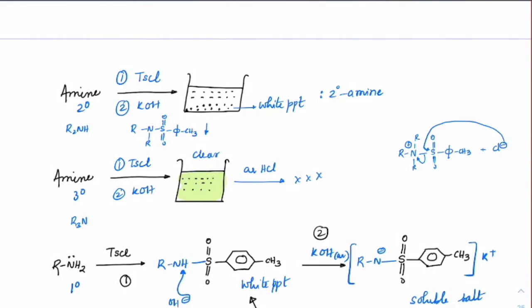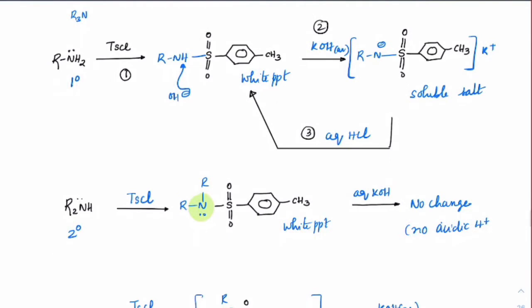This is the test. Now, if you see exactly reaction wise, this is what is happening. RNH2 forms this N-alkyl sulfamide, so this is a toluene sulfamide, and if you react that with OH minus, it will remove that H plus and you will get this N-alkyl sulfamide ion, which is a soluble salt. That again, if you add aqueous HCl, you will get this precipitate back again.